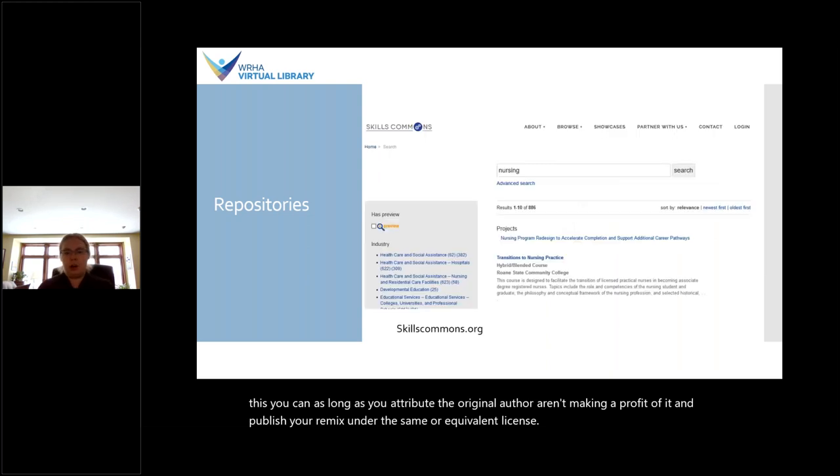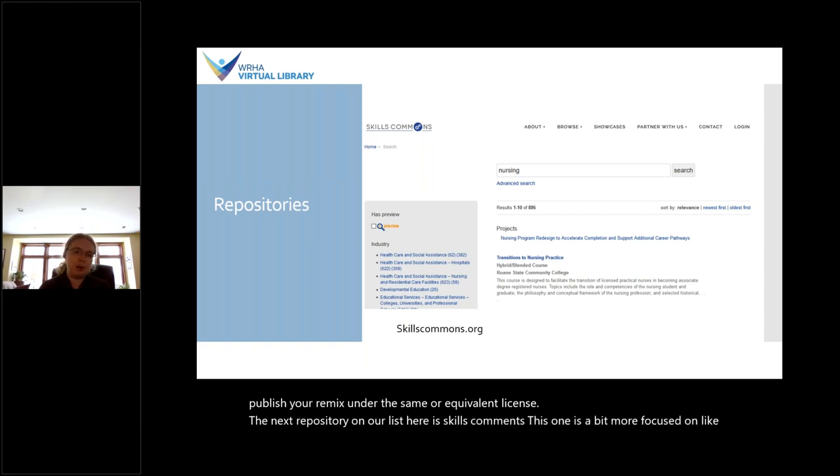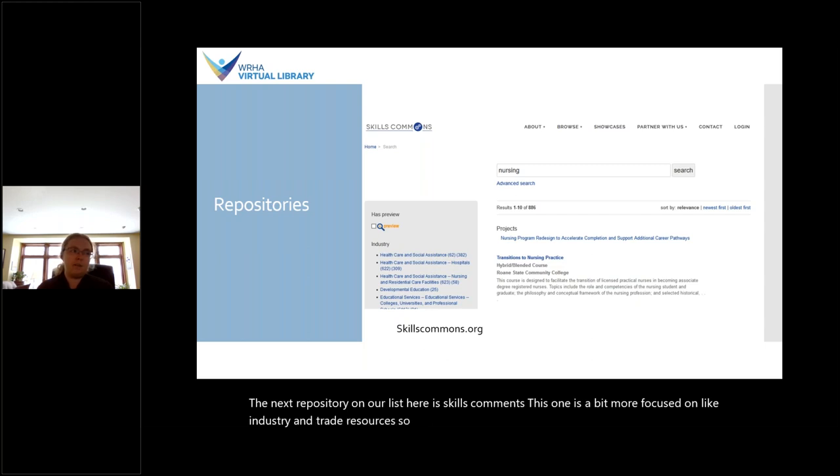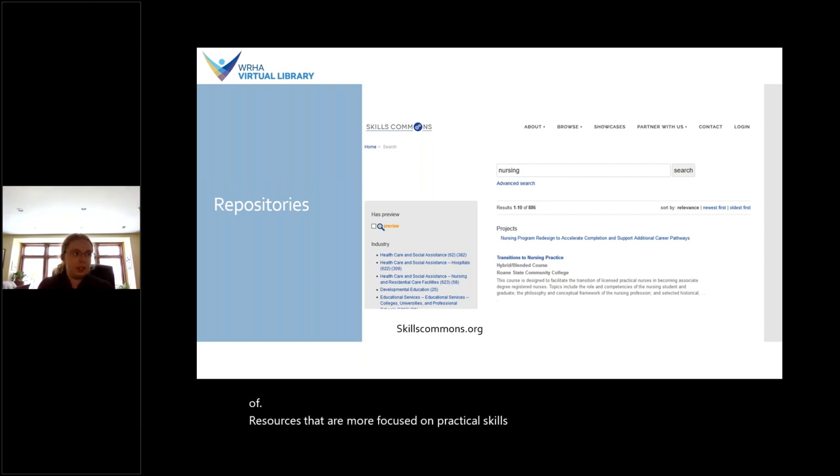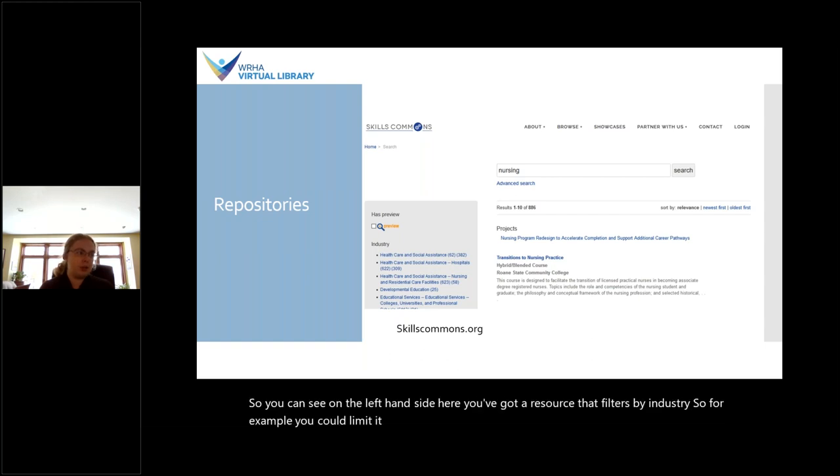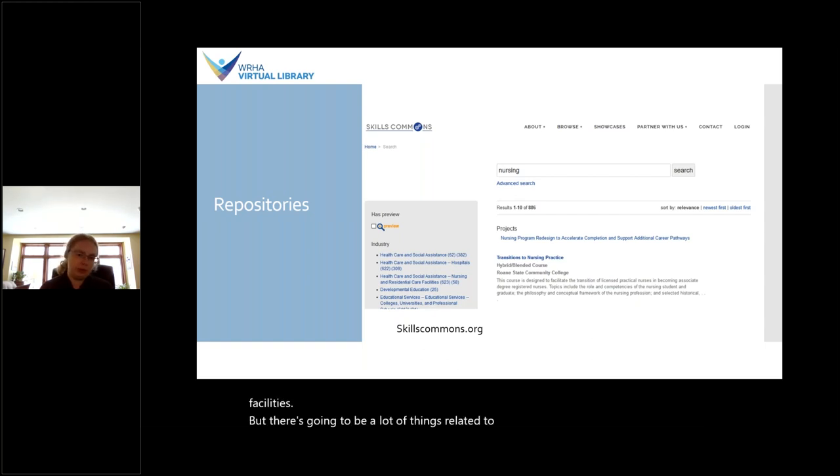The next repository on our list here is Skills Commons. This one is a bit more focused on industry and trade resources. So there's a lot of community college resources in here, a lot of resources that are more focused on practical skills and practical learning. So you can see on the left-hand side here, you've got a resource that filters by industry. So for example, you could limit it to hospitals, you could limit it to nursing and residential care facilities. But there's going to be a lot of things related to community college level learning in here.